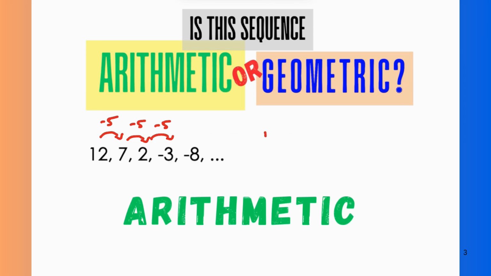Now, the common difference, because we're subtracting, is going to be a negative number, because subtracting 5 is the same thing as adding -5. So my common difference is going to be -5. If I add -5, I'm going to get the next number in this sequence. And again, we can use that to find out that the next number would be -13, because -8 plus -5, or -8 minus 5, is -13.